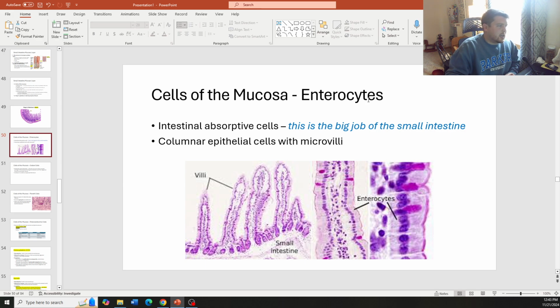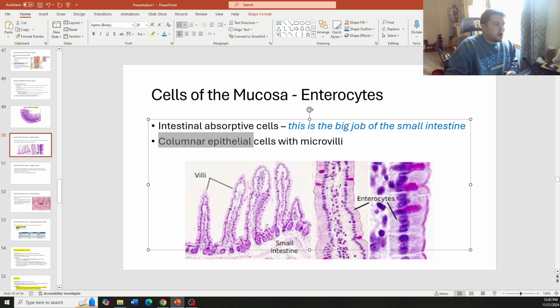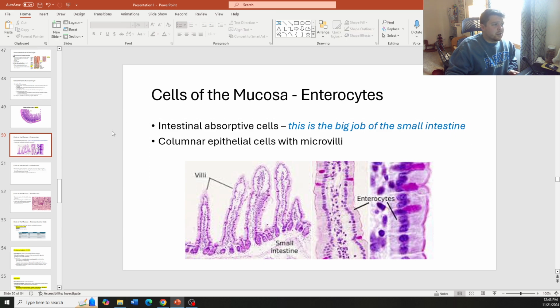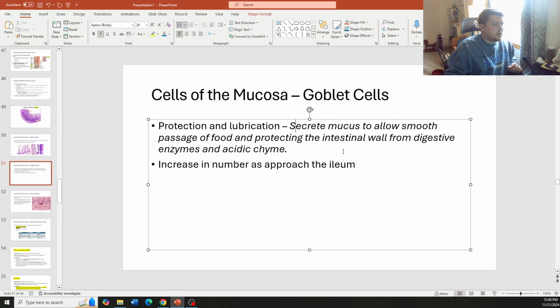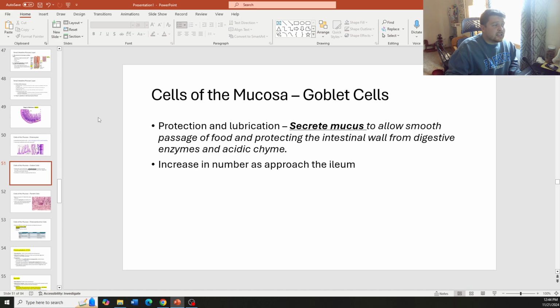So enterocytes. These are our intestinal absorptive cells. They are columnar epithelial cells with microvilli. Remember we talked about villi, microvilli, how it increases our surface area to allow for absorption. We talked about that way back, talking about epithelium and also the actin structures. So villi, these are responsible for a lot of our absorption. Goblet cells secrete mucus, for protection and lubrication. That's about all I'm going to say about those guys.